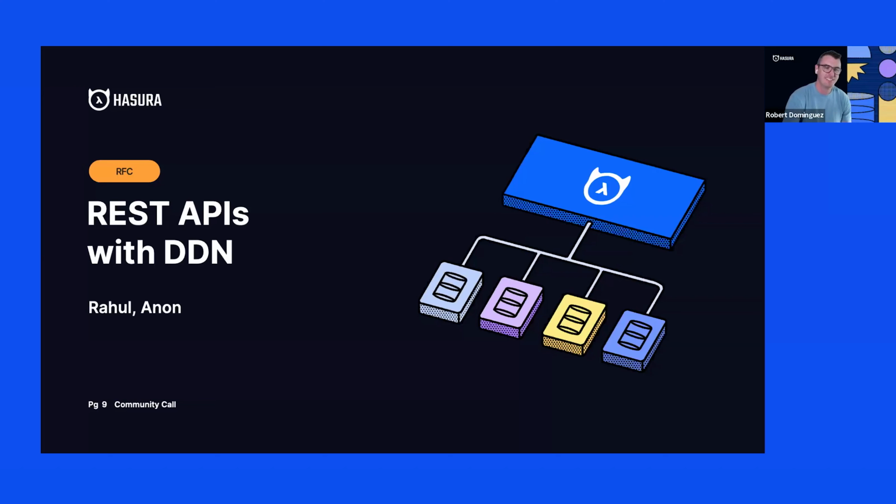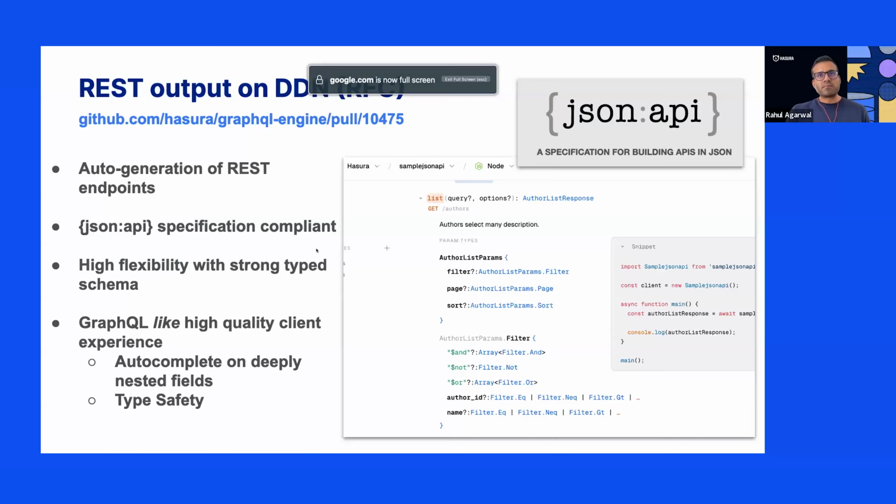Awesome. Yeah, so the next topic is providing a REST output on DDN. And it's a little different from RESTified endpoints for all the V2 users on the call. So these are the top themes which we are targeting with REST output on DDN. That is the RFC on that link. I'll also share it in the chat. So please have a look and let us know any thoughts on the technical direction we are going with REST output on DDN.